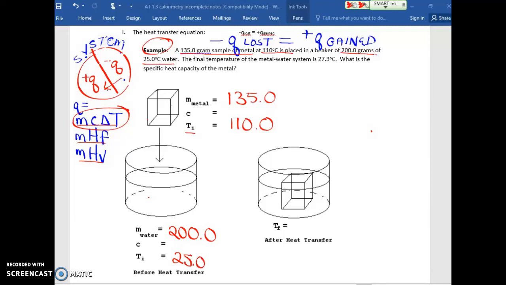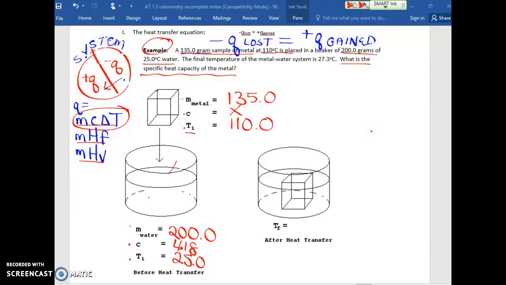Now, what are they asking for? It says, what is the specific heat capacity of the metal? So we know 5 of these. We do not know this. That's what we're solving for in the problem. Do we know the specific heat of water? It's a liquid? Yes, we do. Indeed, 4.18. As I said, there's nothing crazy going on here.